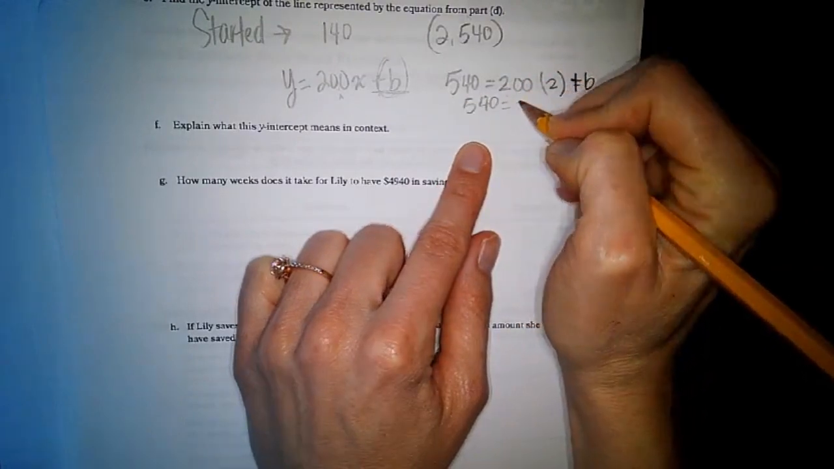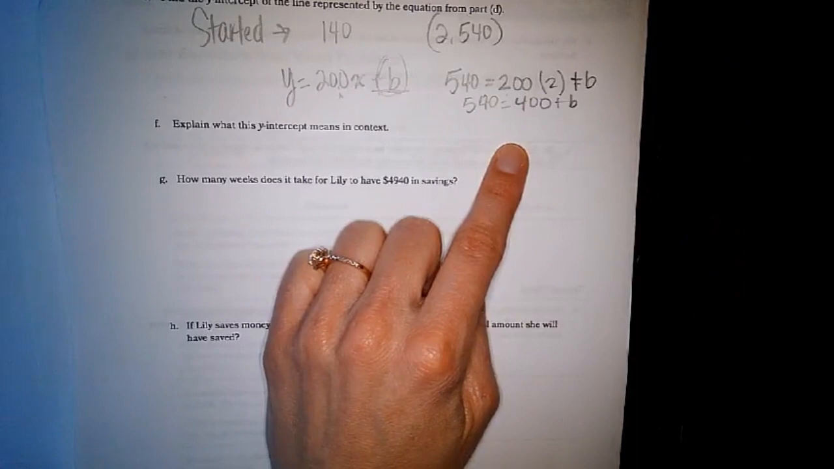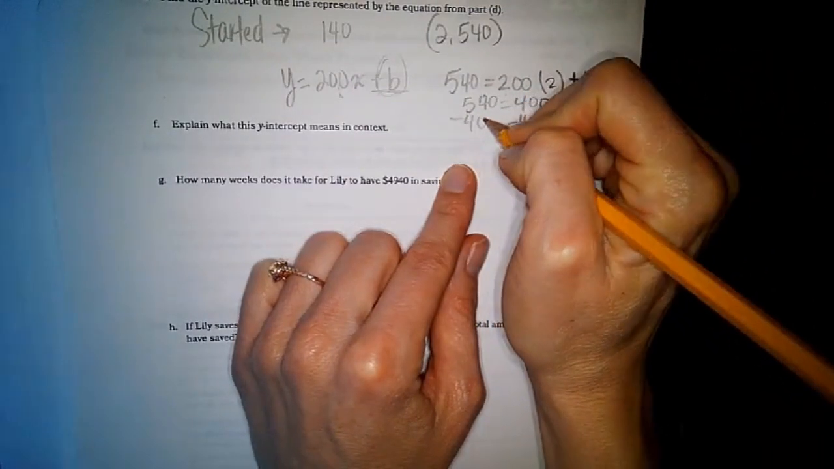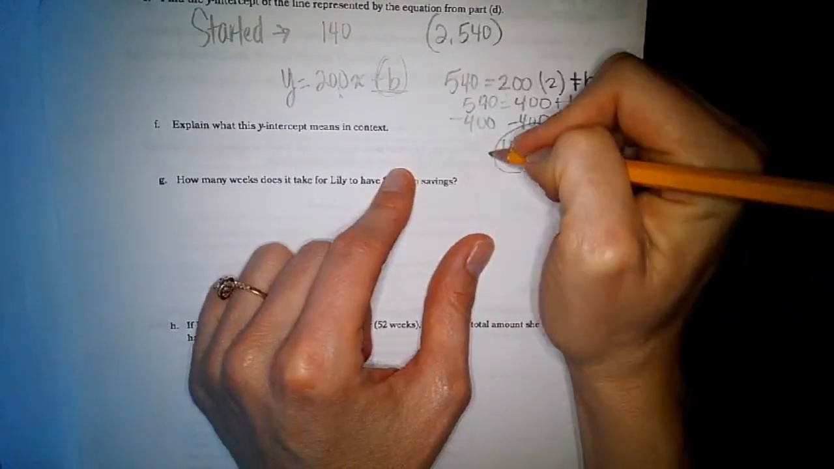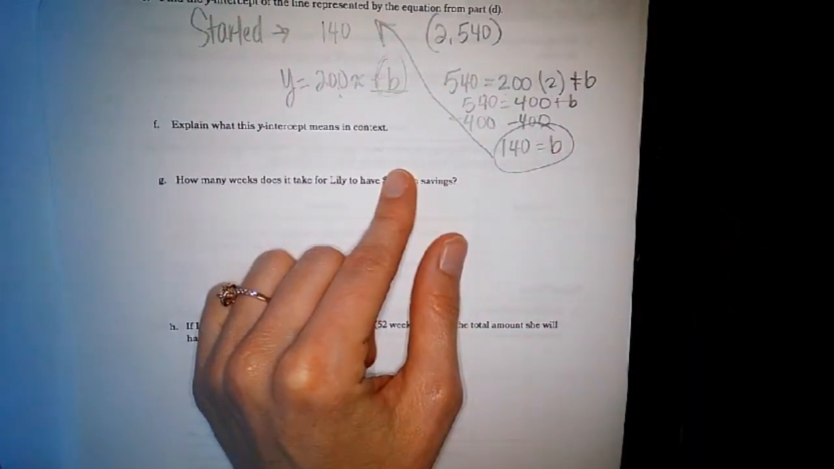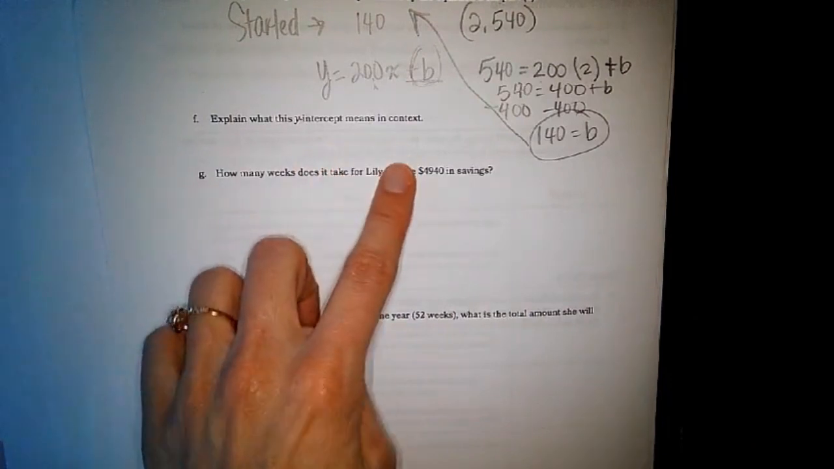Now let's solve for b. What do we need to do? Subtract 400. So 140 equals our b, which is our y-intercept. There are multiple ways to do the same problem. So explain what the y-intercept means in this context. What does it mean in a sentence?